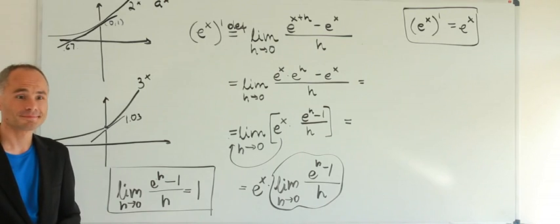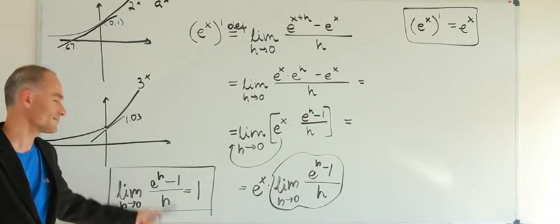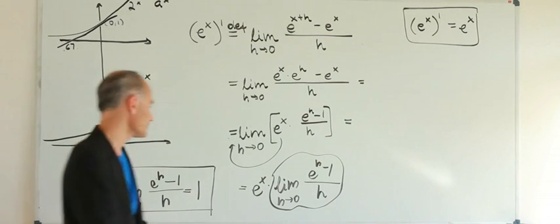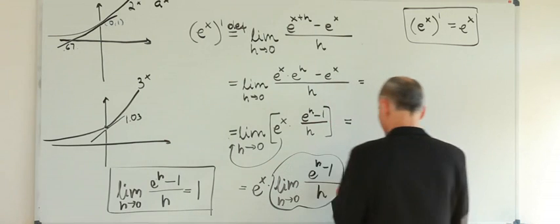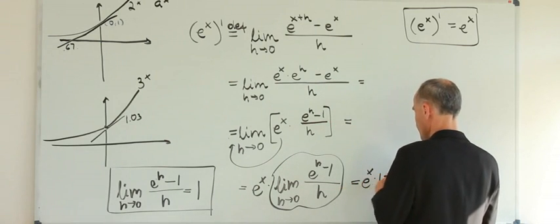Emily. Just wrote this down. That limit is 1. So we get e to the x times 1, which is e to the x.